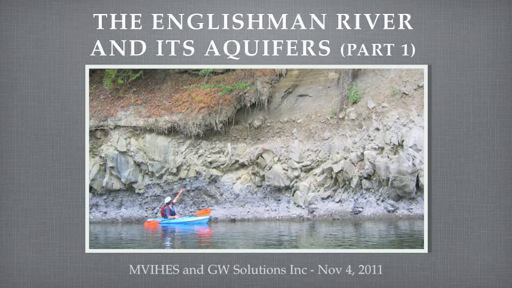GW Solutions is pleased to present the results of the study of the Englishman River and its aquifers. This work started in 2009 and was done for the Mid-Vancouver Island Habitat Enhancement Society. It is presented in a series of slides, and this is part 1 of the presentation.